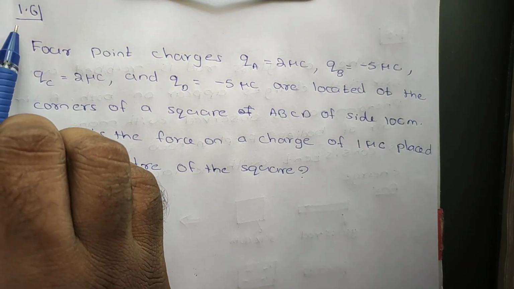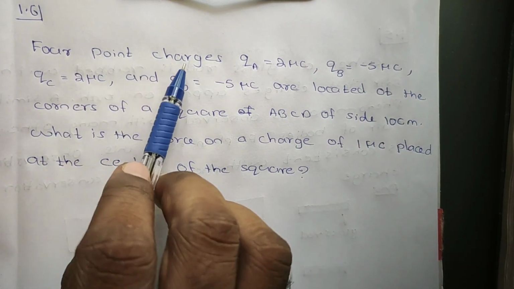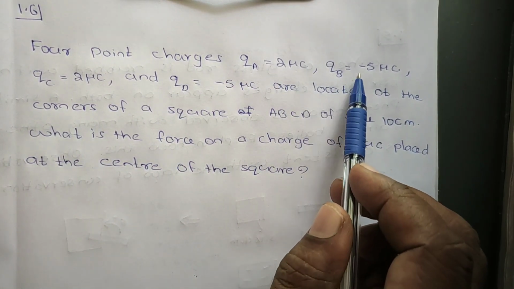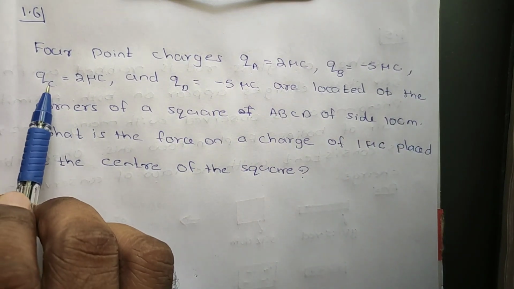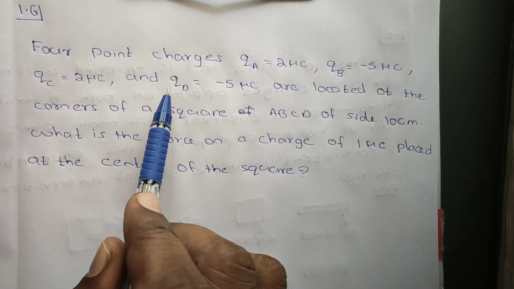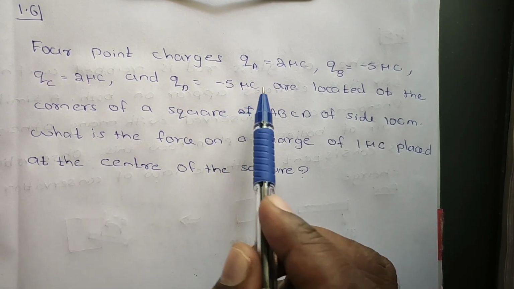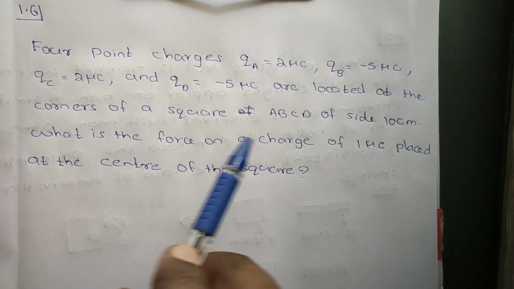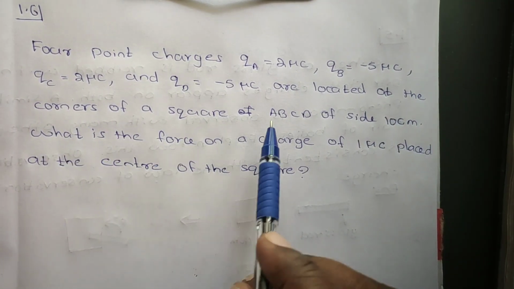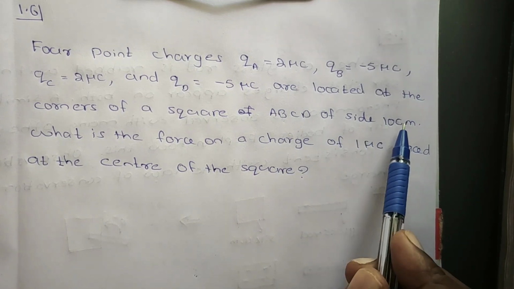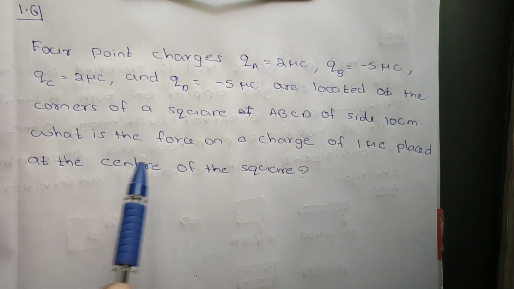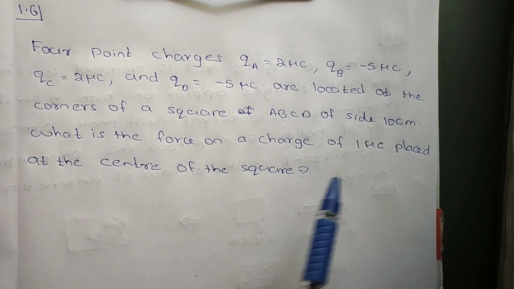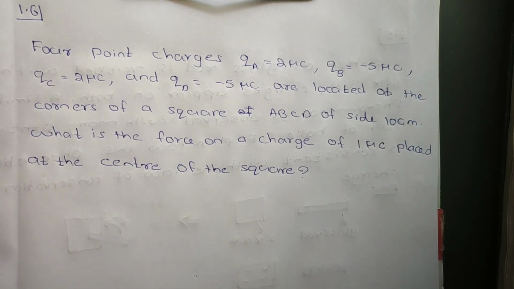Question number 1.6. Four point charges QA equal to 2 microcoulomb, QB equal to minus 5 microcoulomb, QC equal to 2 microcoulomb and QD equal to minus 5 microcoulomb are located at the corners of a square ABCD of side 10 centimeter. What is the force on a charge of 1 microcoulomb placed at the center of the square?